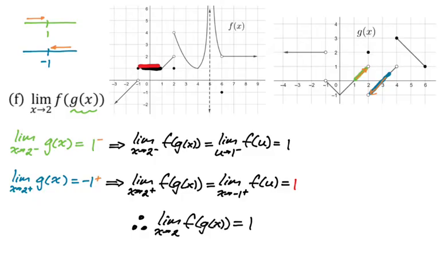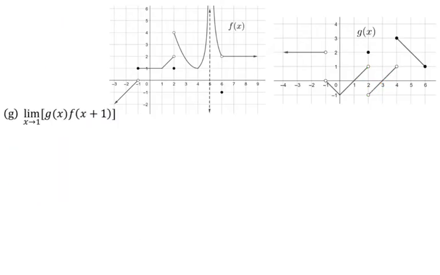All right, we're going to take a look at another one. How many are there? G, H, I. I got 3 more. All right, going to G. Here we go. The limit as x approaches 1 of g of x times f of x plus 1. Sorry, I got excited to read the next part. All right, so we got a composition. We have a product, overall the limit's a product. But one of them, f of x plus 1, is actually a composition.